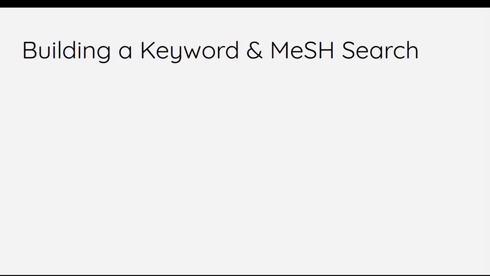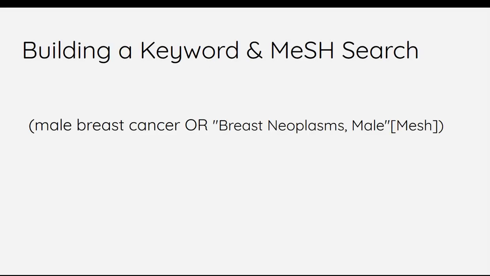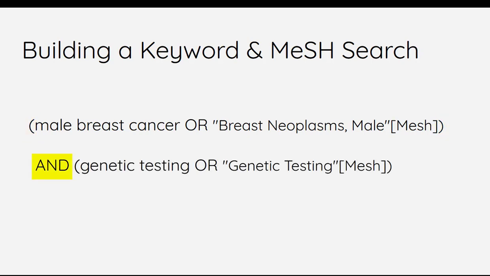When combining two related terms, you use the OR, as this will retrieve results with either male breast cancer or breast neoplasm male. And since we're also going to add a second set of concept terms, we place these ORed terms in parentheses. This is called nesting. Outside of the first set of parentheses, you connect concepts with AND. Always capitalize the AND or OR. These are commands for the database. Now we have our second set of ORed terms for genetic testing in parentheses.